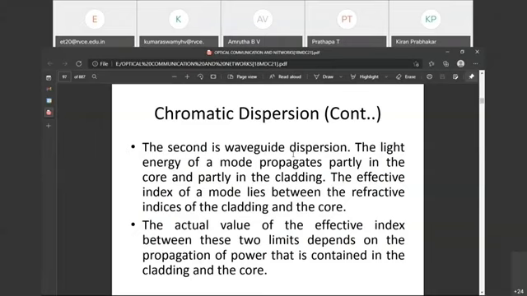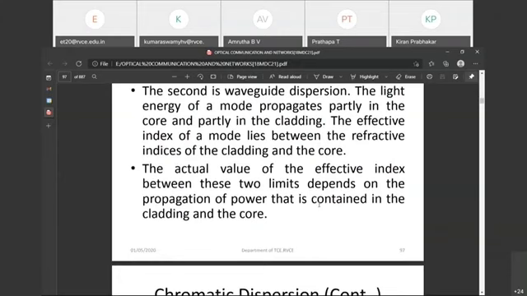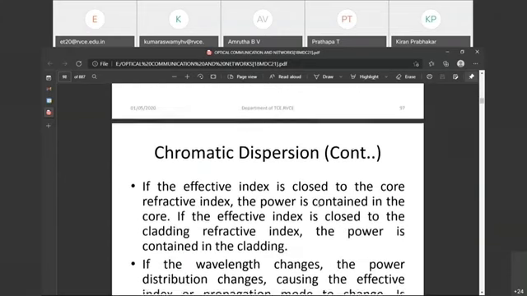So that relation. Okay. Now, how much energy does each of them couple to the core and to the cladding is the second thing. So the mode propagates partly in the core and partly in the cladding. So trying to reduce the refractive index of the mode, this will be resulting in dispersion called waveguide dispersion.